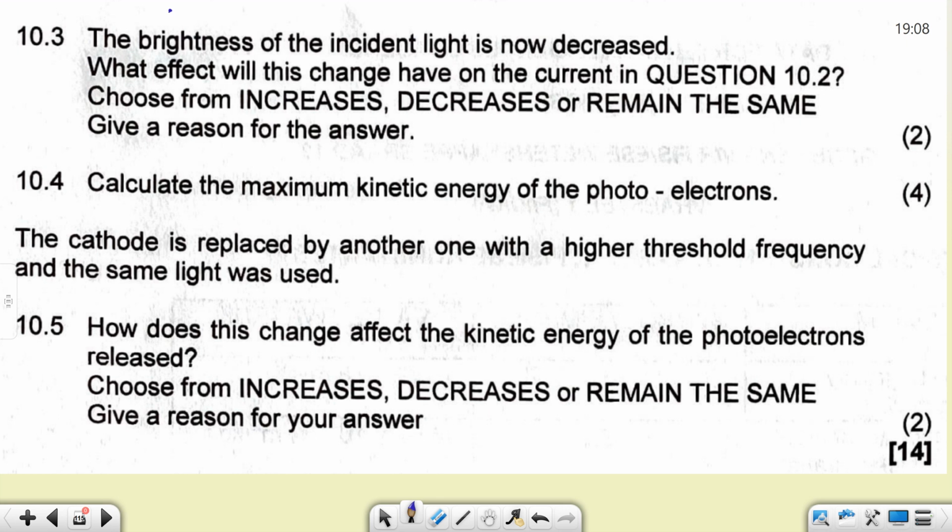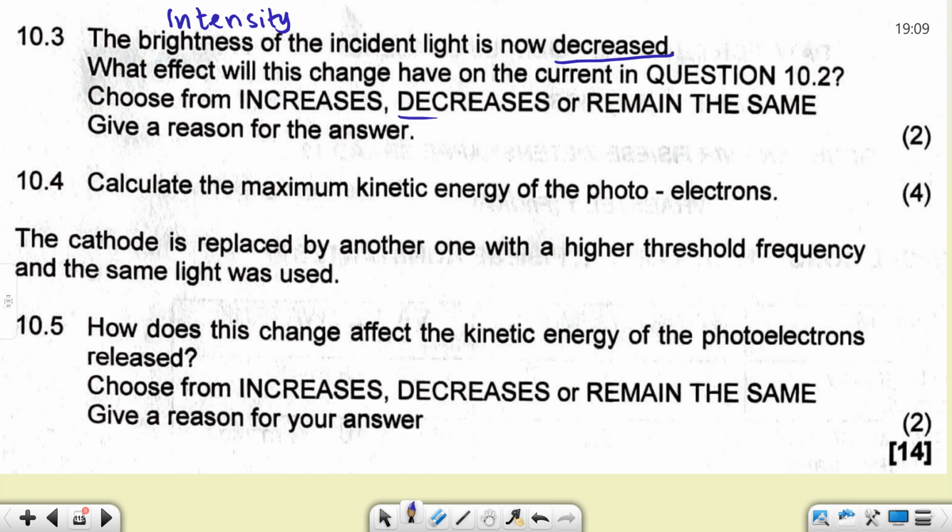The brightness. They will always talk about this. Once you see the word brightness, they are referring to intensity. After this question, I'm going to talk about emission and absorption spectrum with you. The intensity of the incident light is now decreased. Please take note. What would that affect? It will affect the number of electrons and it will affect current. What effect will this change have on current? Will it increase, decrease, or remain the same?